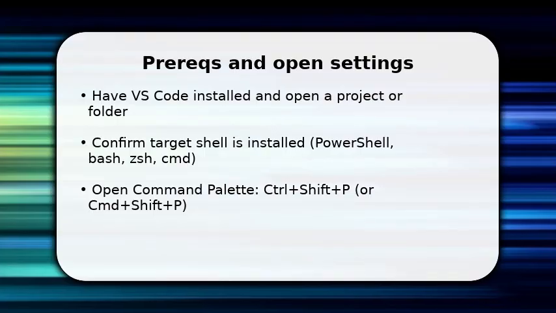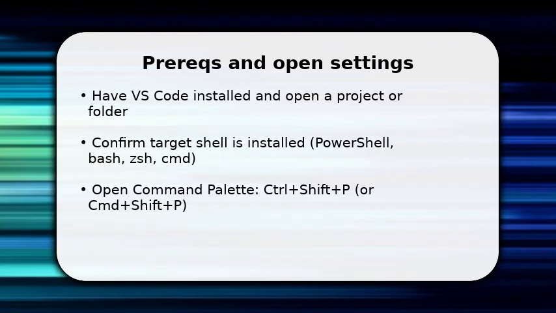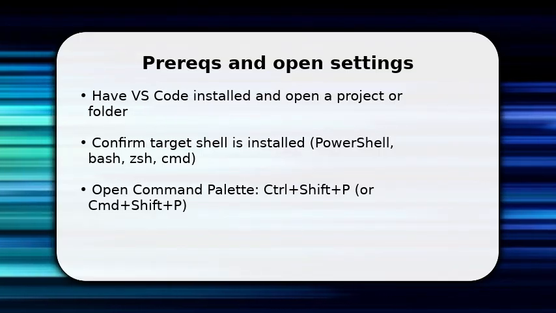Enjoy the video. You start by verifying prerequisites and opening settings. You should have VS Code running and the shell you want installed. Once done, press Ctrl+Shift+P, or Cmd+Shift+P on Mac, to open the command palette. This first actionable step takes you straight into VS Code controls so you can change behavior immediately.